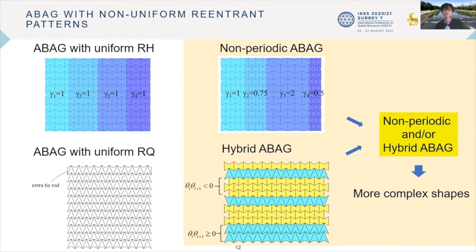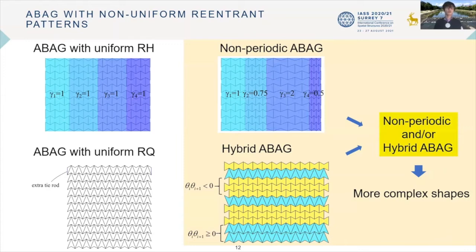First, a non-periodic one is assigned shape parameters gamma in an initial flat grid with subdomains separated by y-direction lines. The initial flat grid of a non-periodic one can be generated by tuning the value of each reentrant unit multiplied by shape parameters gamma. Second, a hybrid ABAG is composed of the 2 different reentrant units.